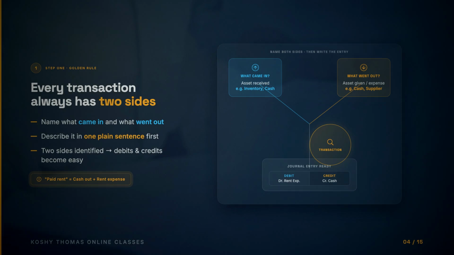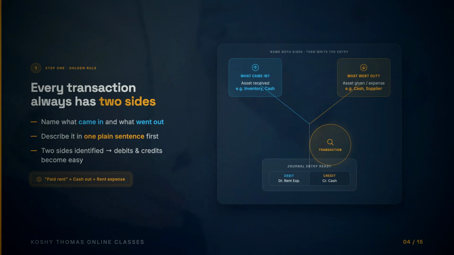Step 1. Identify what changed. Every transaction disturbs two things in the business. Something went up. Something went down. Or two things went up together. Before you touch a single account, ask yourself, what actually happened here?